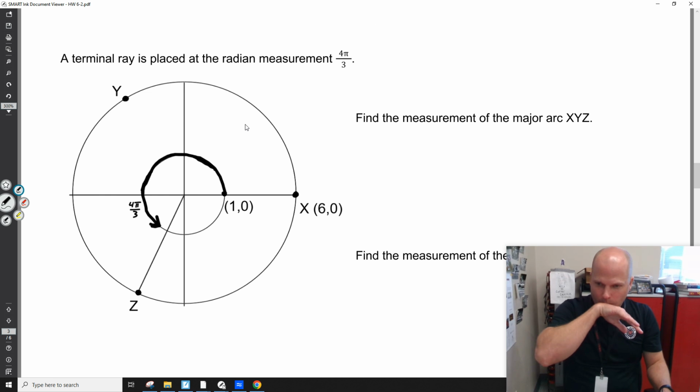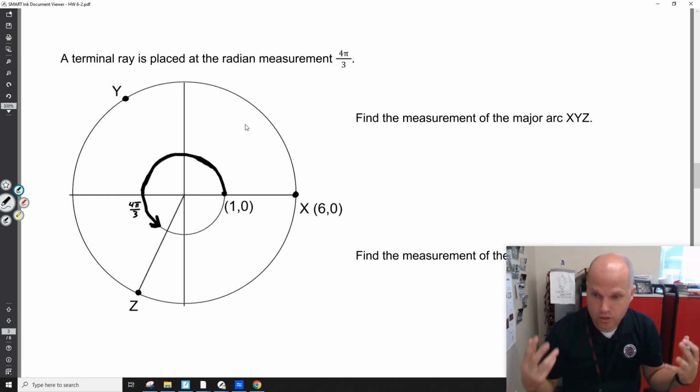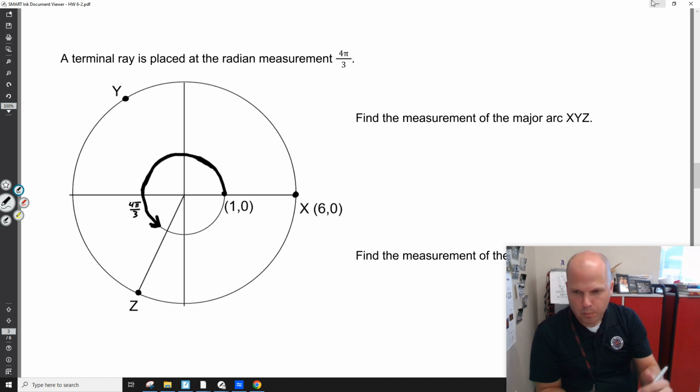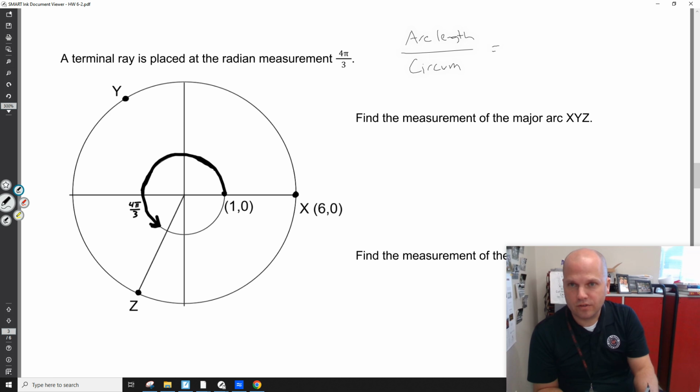All right. What if my circle is a larger radius? Well, we talked about this in class, how similar to triangles being proportional, circles are also proportional. So the proportionality is like our arc length divided by our circumference. These have to be equivalent with circles.